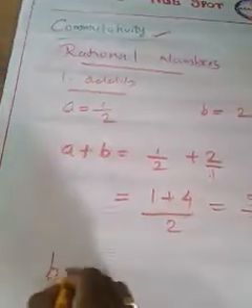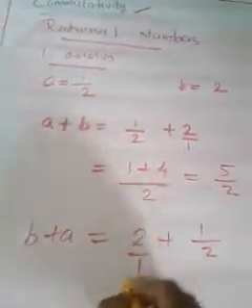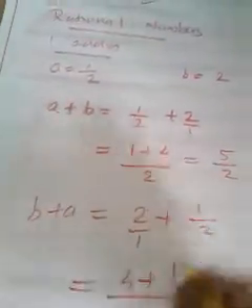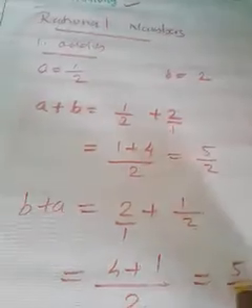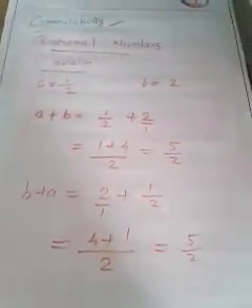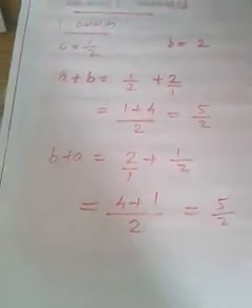Then calculate B plus A. What is B? 2 plus 1 by 2. Here also you can give a denominator 1. Cross multiply. 4 plus 1 divided by 2, that is 5 by 2. Both answers are equal. With this example only, can you say addition is commutative in rational numbers? No. You have to go for a few more examples.